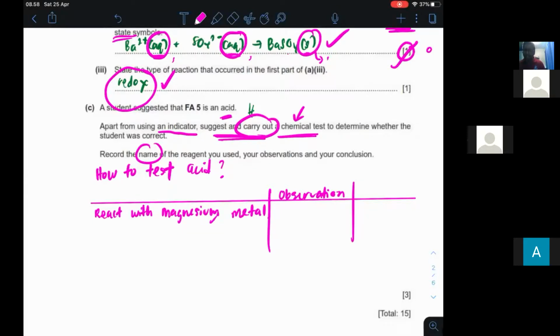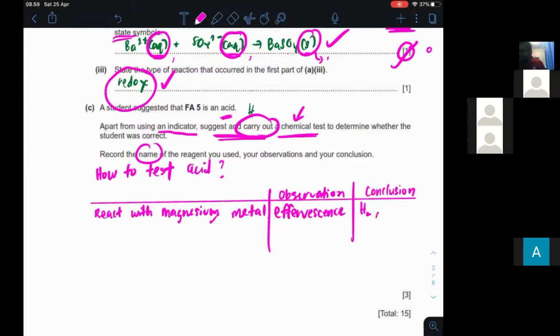So what is your observation? What might be the observation that you have to record over here? Imagine I'm getting a gas. What do I actually record? Let's not waste time. Okay, Alvin, what might be the observation? Effervescence. Good. Effervescence will be seen, and then the conclusion is hydrogen gas is released.